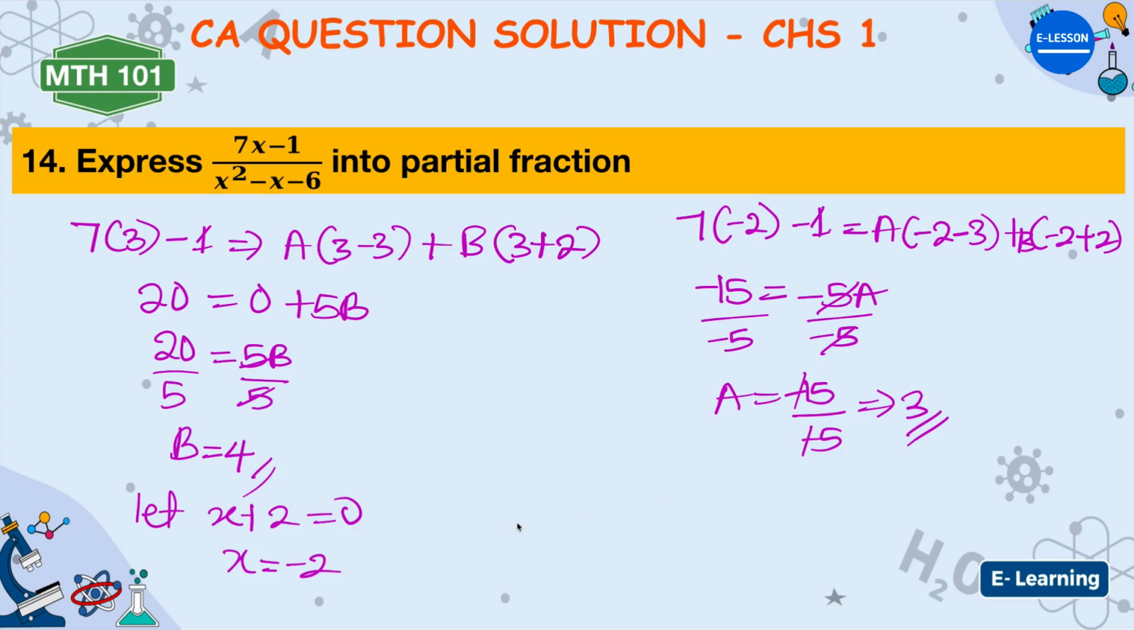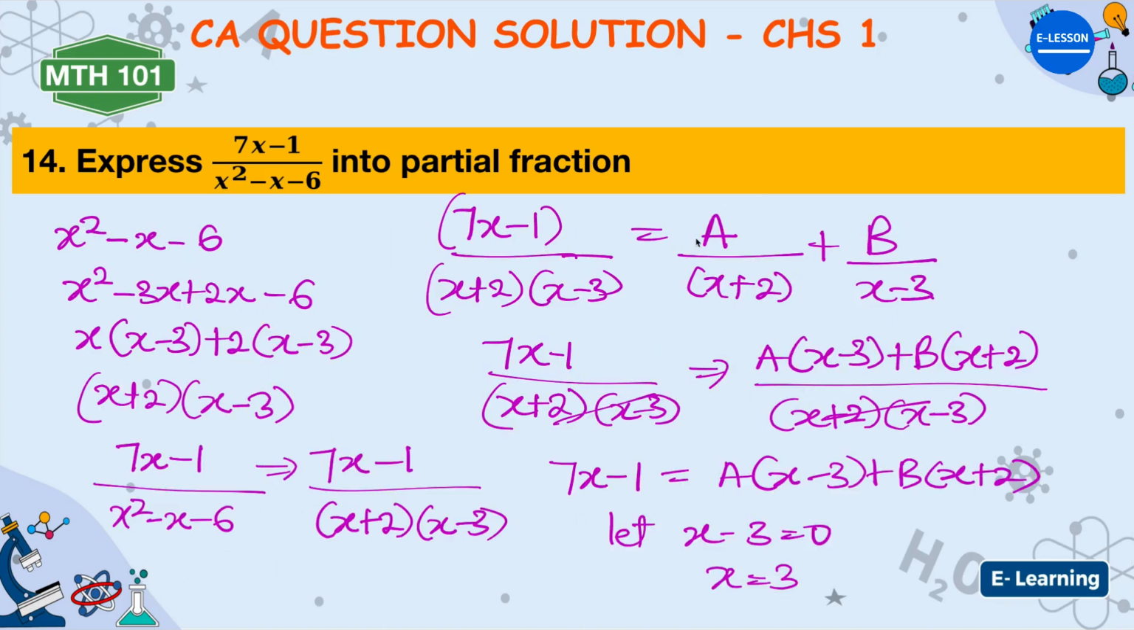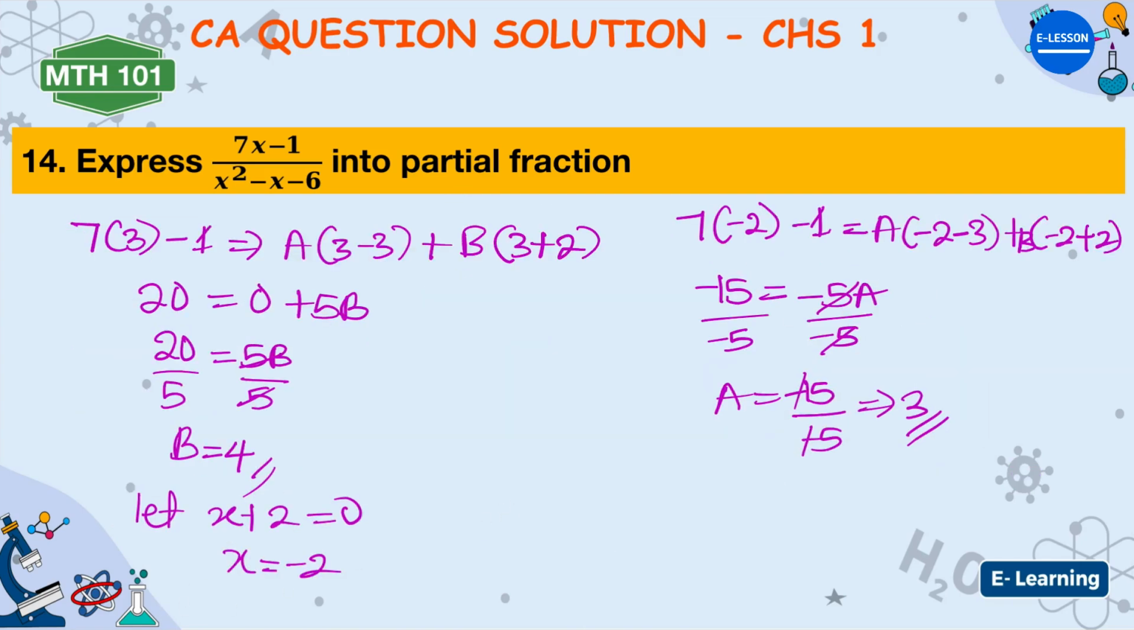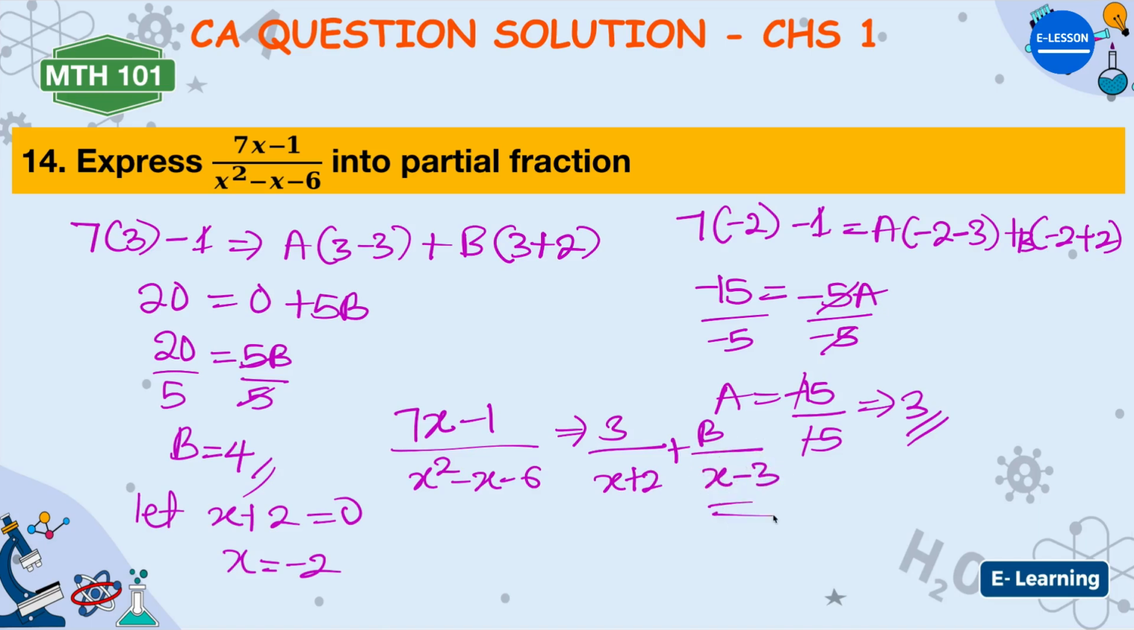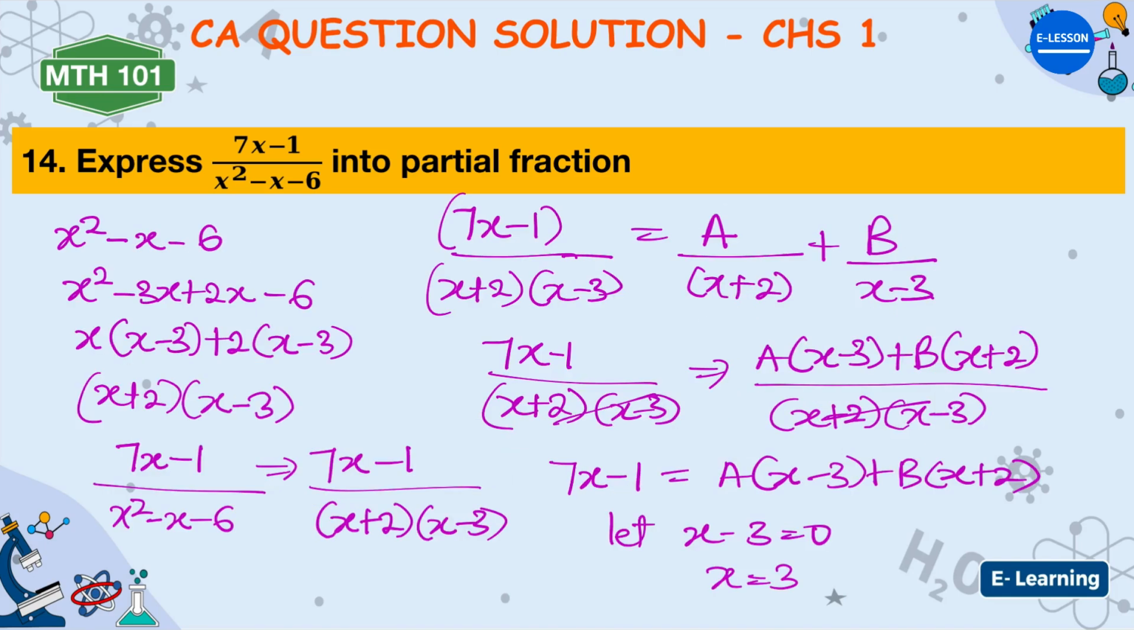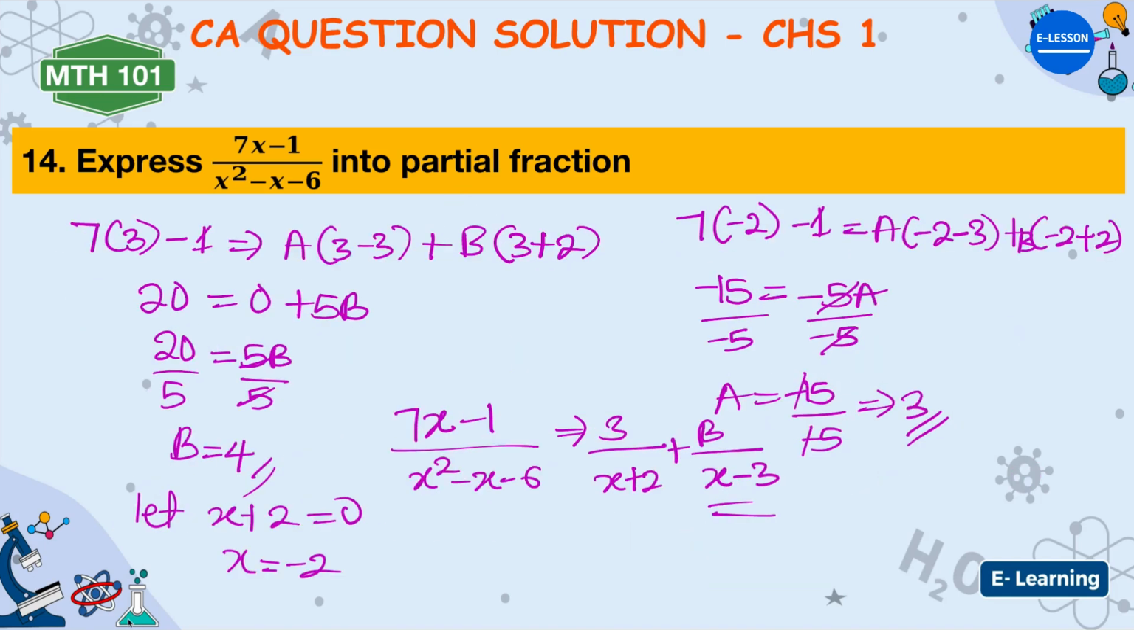All right. So our partial fraction now, remember that we said partial fraction is what? a over x plus 2 plus b over x minus 3. So finally, partial fraction for 7x minus 1 all over x squared minus x minus 6 is equals to, what is our a? 3 divided by what? x plus 2, plus b divided by x minus 3, which is 4 over x minus 3. That is the answer to that question. Let us see the next one.